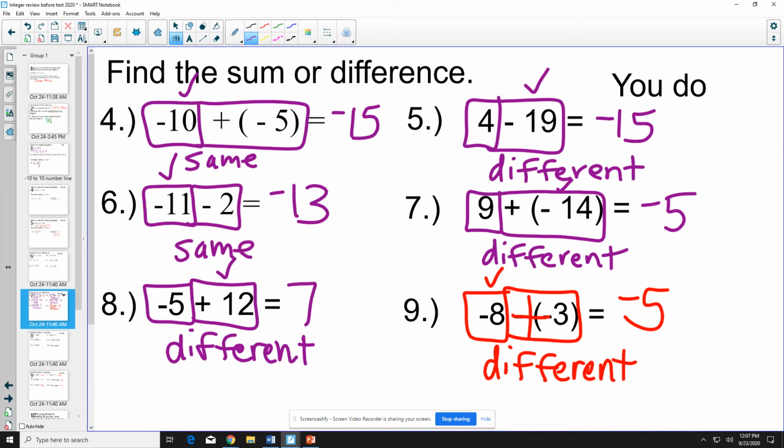Okay, now that you're done, look at number 4. They were the same sign, so you add to get -15. Number 5, they're different, so you subtract to get -15. Number 6 should be a -13. 7 is -5. 8 is 7. 9 is -5. On number 9, that was the only one where you had to make it a big plus. The minus negative together makes a big plus.